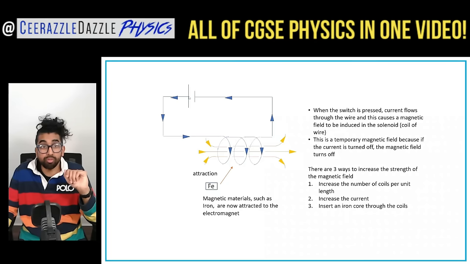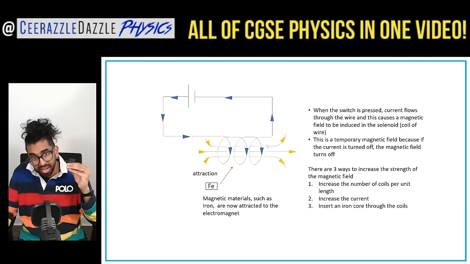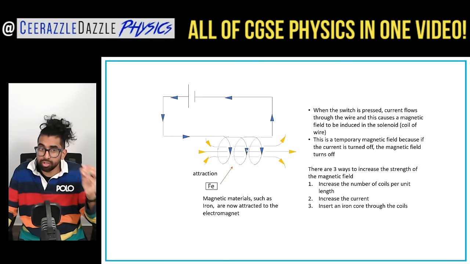When we press the switch, hopefully we recognize that current will flow through the wire. Yes, current flows through the wire. Don't forget, the current will go out of the long positive terminal over here and all the way around over here. Now current passes through the wire, and a magnetic field will be induced within the solenoid. Obviously, if we have a magnetic field induced within the solenoid, it can now attract the iron block. So the piece of iron will move towards it. There we go. And obviously this is a temporary magnetic field, because if I were to turn off the current, it will stop having a magnetic field.